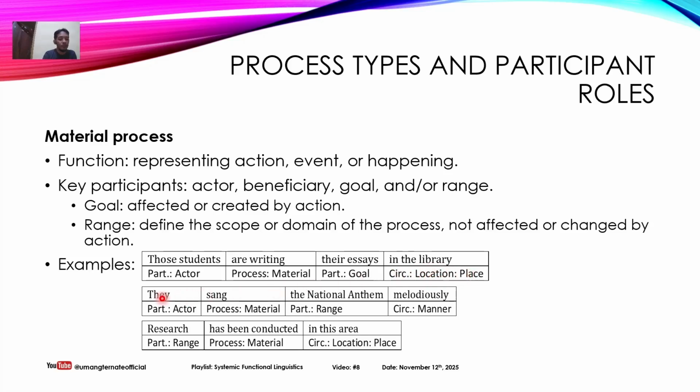Okay, the second example, they sang the national anthem melodiously. In this example, they is the actor, sang, the past tense of sing, is the material process, and national anthem is the range. Why is it not a goal? Because the national anthem, the song, is not affected, and not created by the process singing or sung here. Okay?